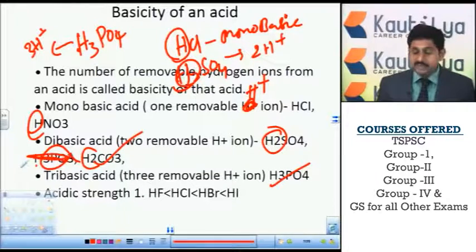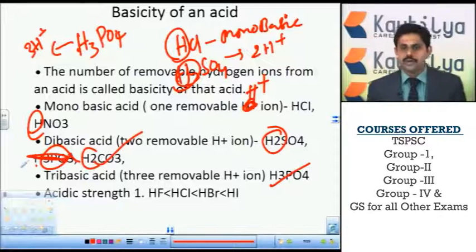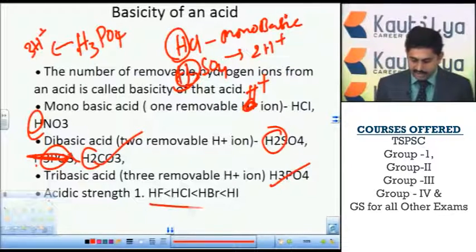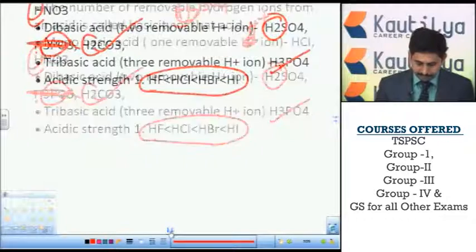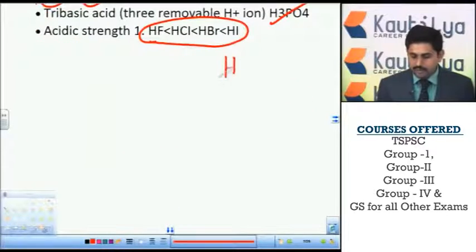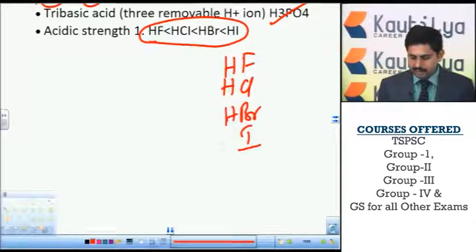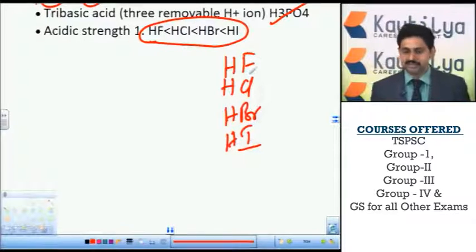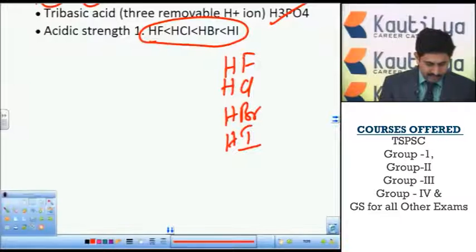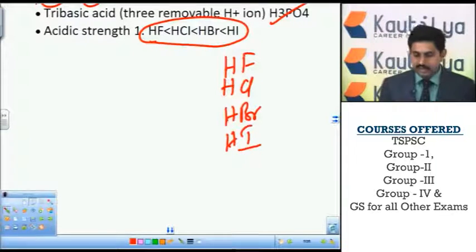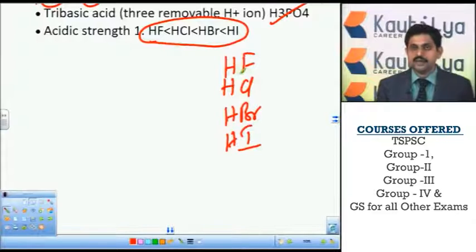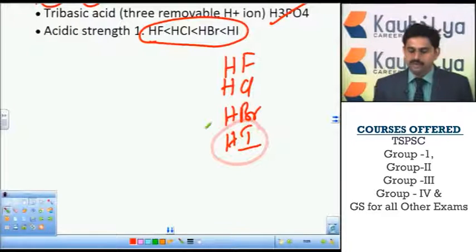Then acidic strength down the group. Particularly in the hydrides of the halogens, that is fluorine, chlorine, bromine, iodine, combining with hydrogen: HF, HCl, HBr, HI. Down the group, the acidic character of these hydrides increases. Fluorine has the least acidic character, hydrogen fluoride has less acidic character, and HI is a strong acid when compared to HF.